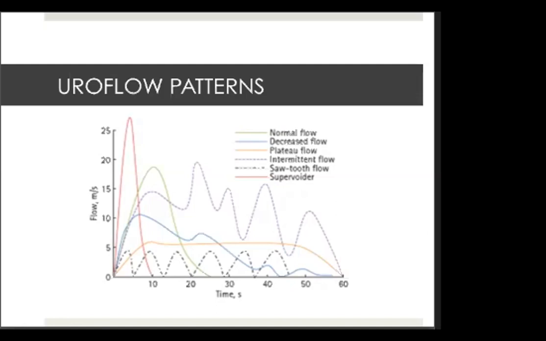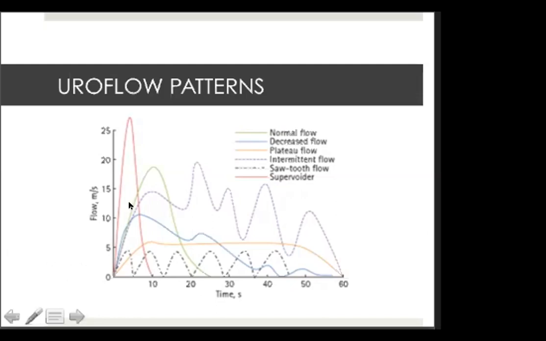So next pattern is the sawtooth. So ito yan. Parang nag-waveform siya. So often a pathognomonic sign of a detrusor sphincter dyssynergia. So it means uncoordinated movement or contraction of the sphincter. So this curve should prompt an urgent pressure flow study to investigate high intravesical pressures that might damage the upper tracts. Next is the supervoider.